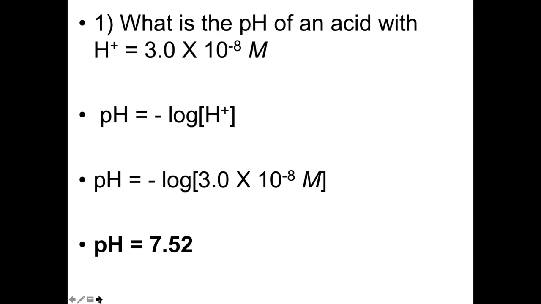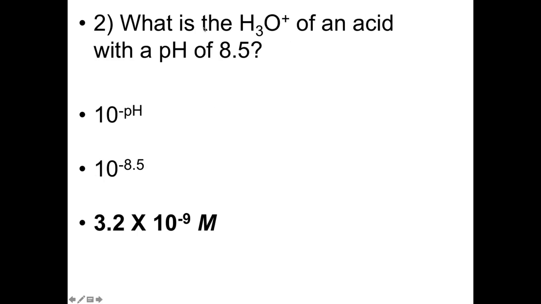Okay, here we go. For number 1, what's the pH of an acid with an H plus of 3.0 times 10 to the negative 8? Well, pH is going to be negative log of 3 times 10 to the negative 8 molarity. So you have negative log of this, and that'll get you a pH of 7.52. For number 2, what's the H3O of an acid with a pH of 8.5? We'll have 10 to the negative 8.5 power, which will get us 3.2 times 10 to the negative 9th molarity.